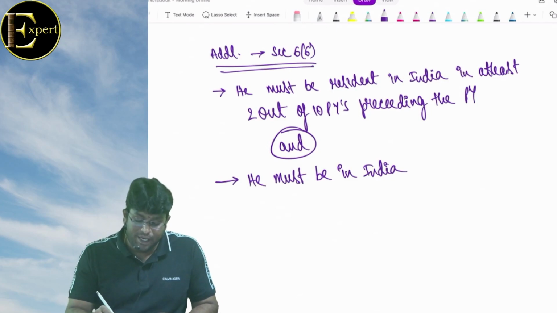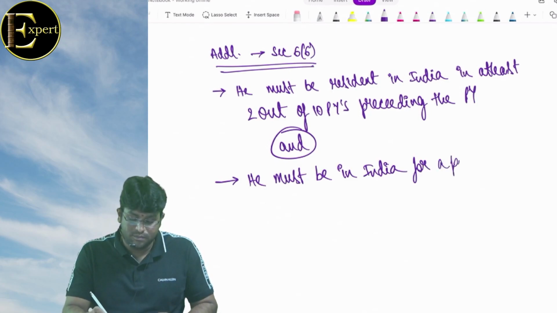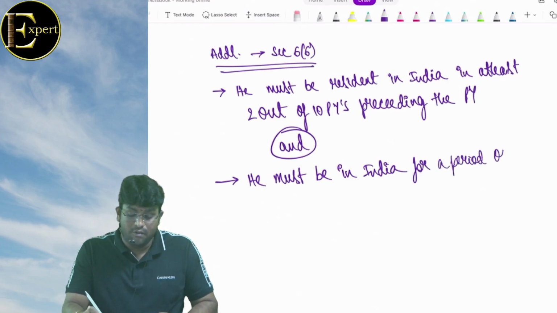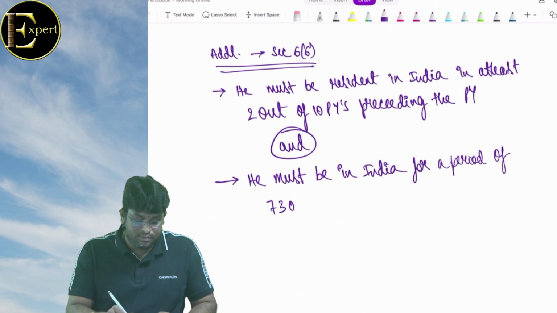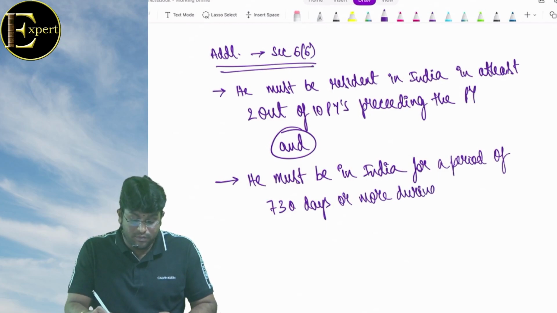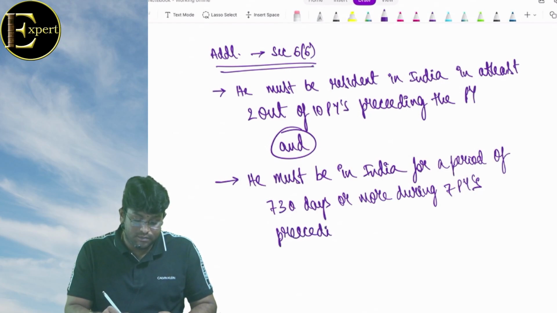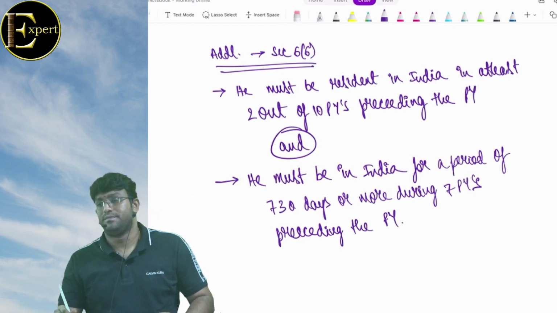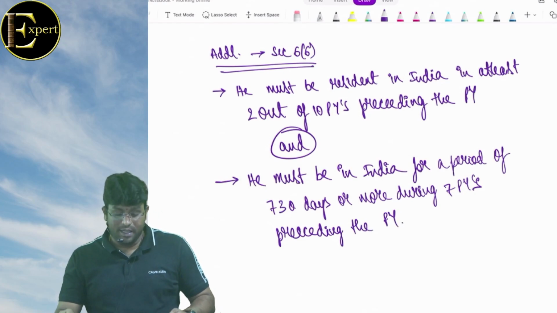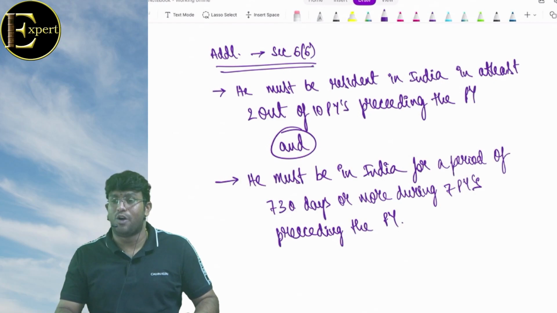Second, he must be in India for a period of 730 days or more during 7 previous years preceding the previous year. Some of them will tell he is not in India for a period not less than 729 days.